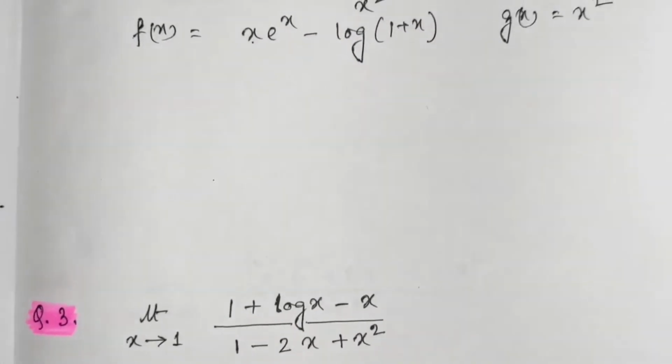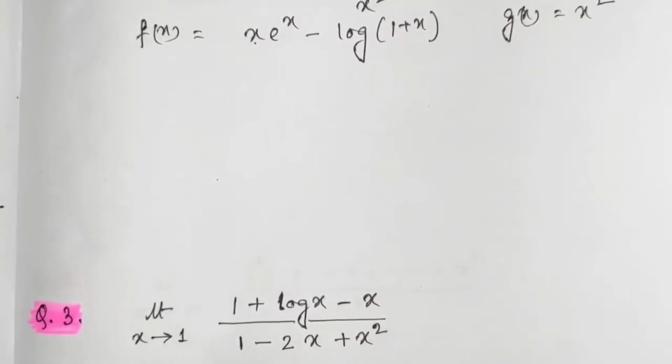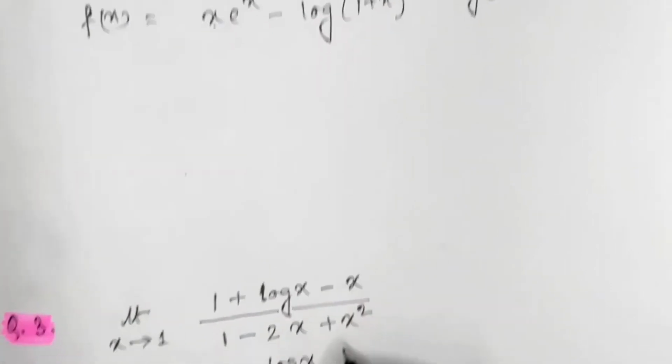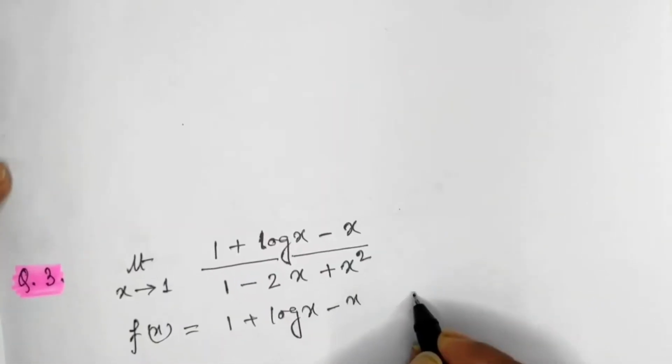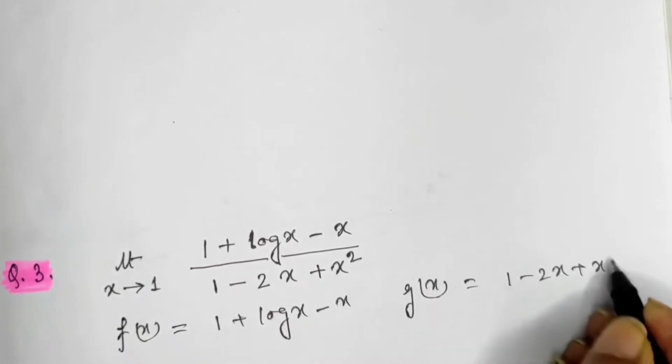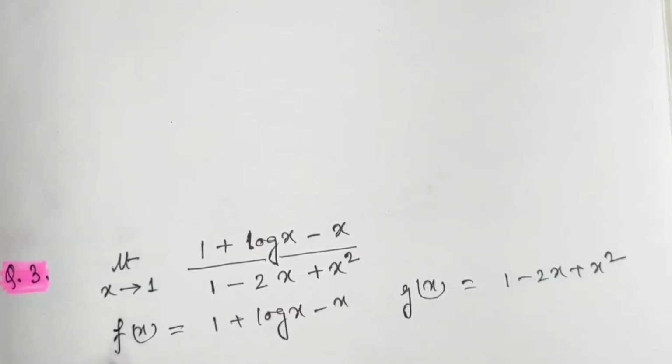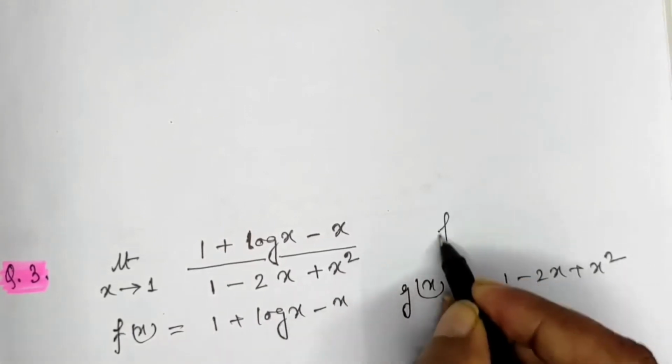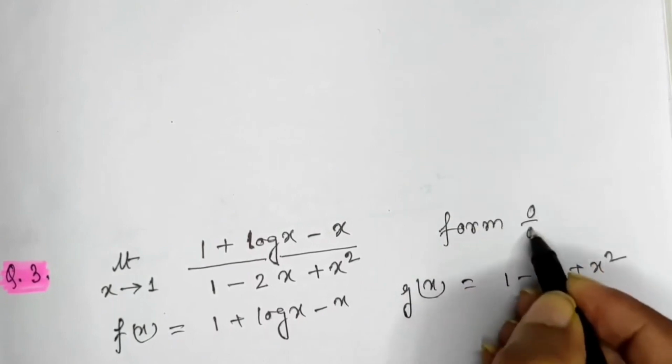Now one more question is here. So here, one more example. For this one, the limit is x tends to 1, and this one is given. Here f(x) equals 1 plus log x minus x, and g(x) equals 1 minus 2x plus x square. So just have a look, when we substitute x equals 1, at that time we find this one is 0 and this one is also 0. So this is also in the form of 0 by 0.